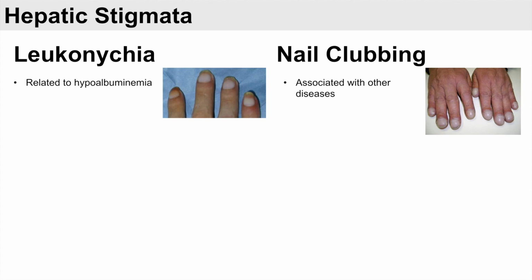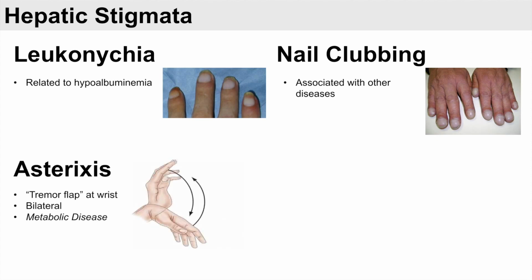Now, an interesting phenomenon you might see with liver disease is known as asterixis. What happens is if you get the patient to put their arms straight out in front of them and put their hands up in the air, pointed in such a way, as you see in this diagram here, and you get them to close their eyes, you will see that they will actually drop their hand, and then they will immediately bring their hand back up. We call this a tremor flap, and this tremor flap occurs at the wrist, and it is bilateral, so it happens in both hands.